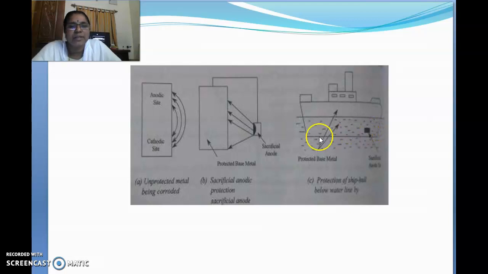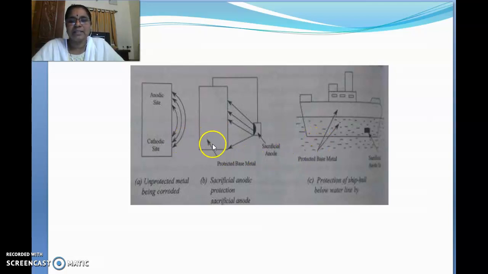Once again I explain: in order to protect the ship hull, it has to be converted into the cathode. To convert it into the cathode, we have to connect a more anodic metal. How can you say it is more anodic? Based upon their electrode potential values, you can choose the more anodic metal. Then the more anodic metal undergoes corrosion, sacrificing itself. The ultimate result is that the ship hull will be protected. Hence this type of protection is called sacrificial anodic protection.